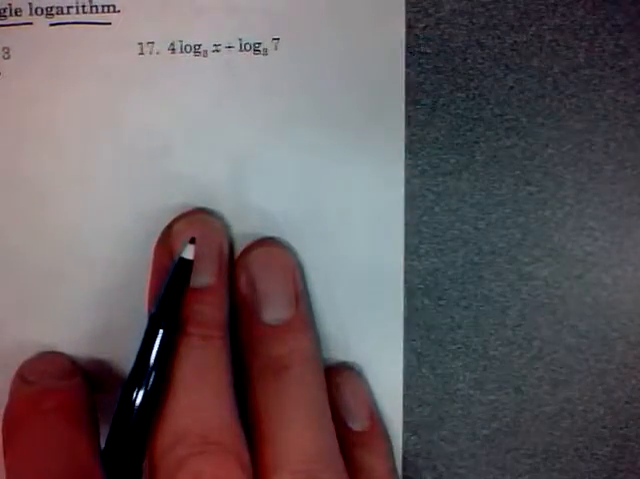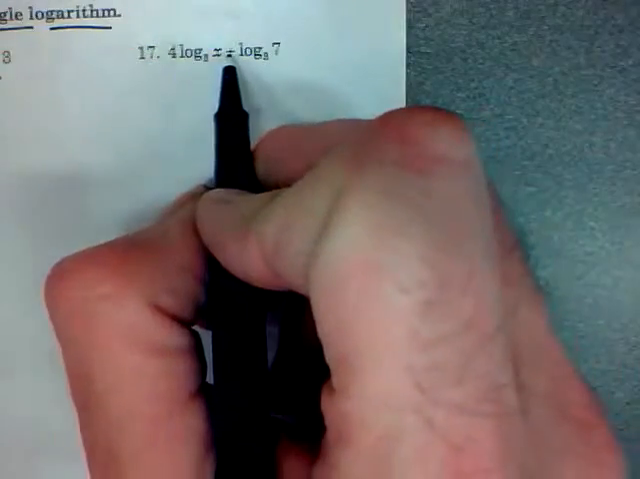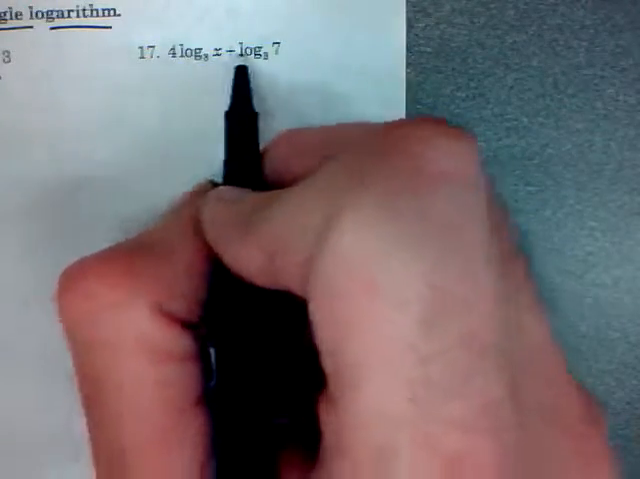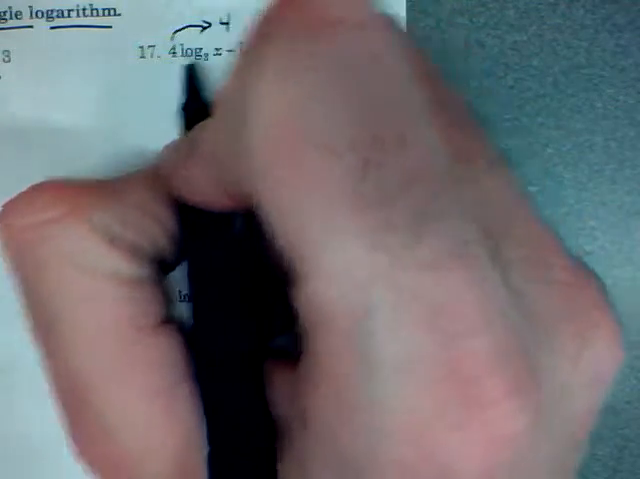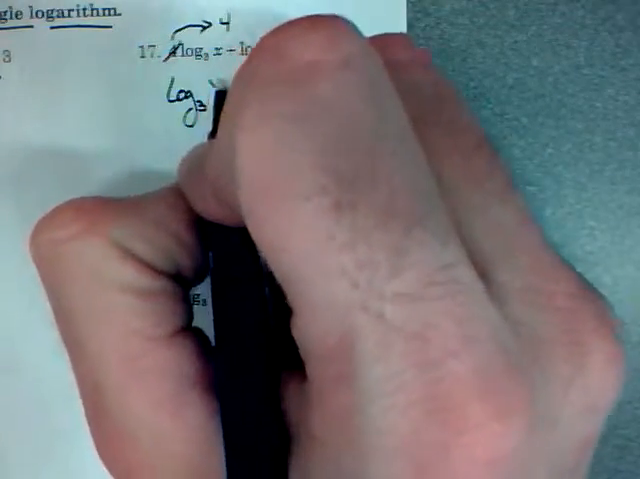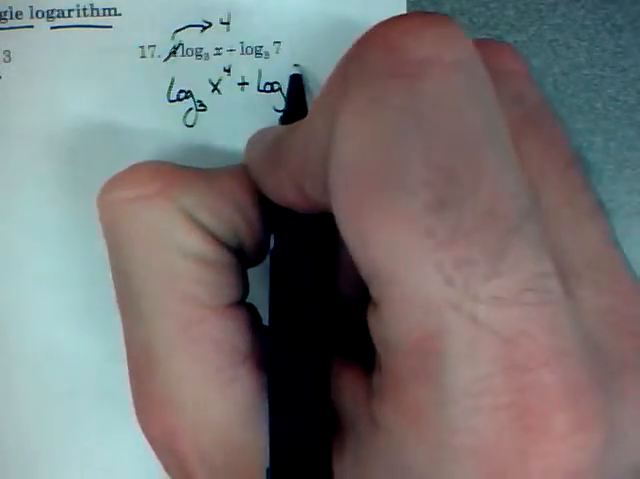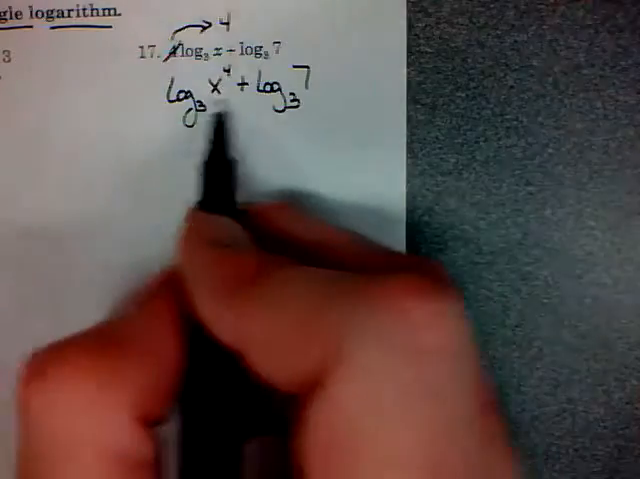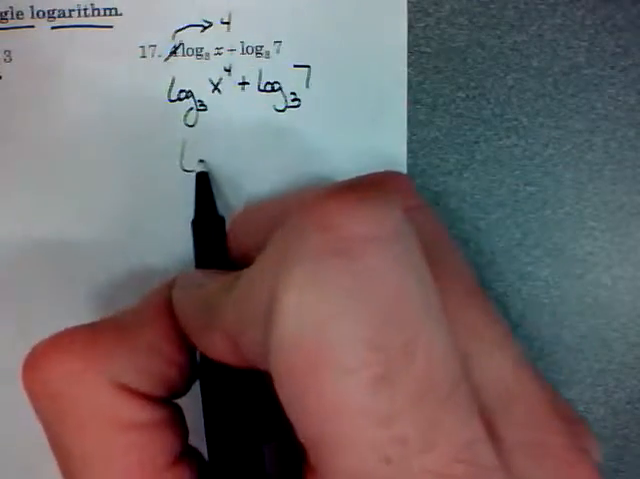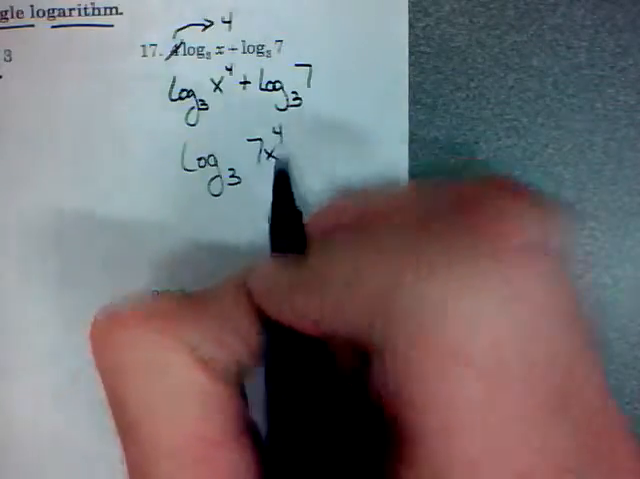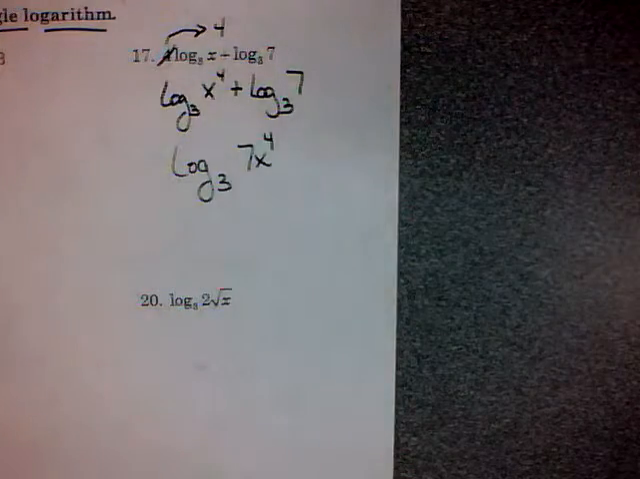On 17, before you can use the addition rule, you need to make sure it's just logs. So we have this 4, which needs to come up to the power. Okay. So this is actually log base 3 of x to the 4th plus log base 3 of 7. And then the rule is you multiply. So this is log base 3 of 7x to the 4th. Okay.